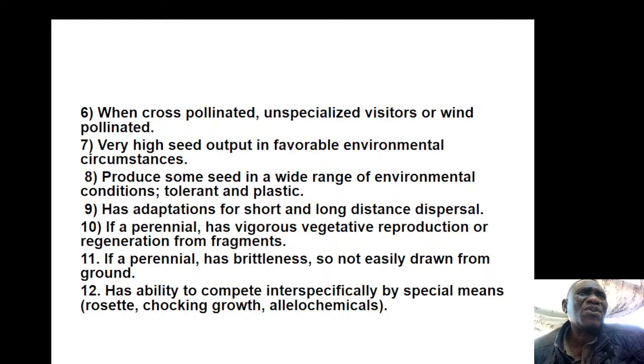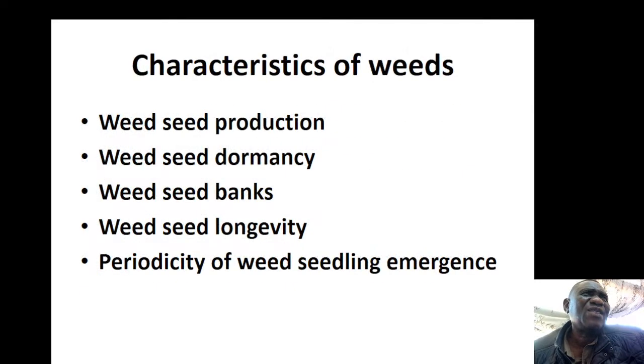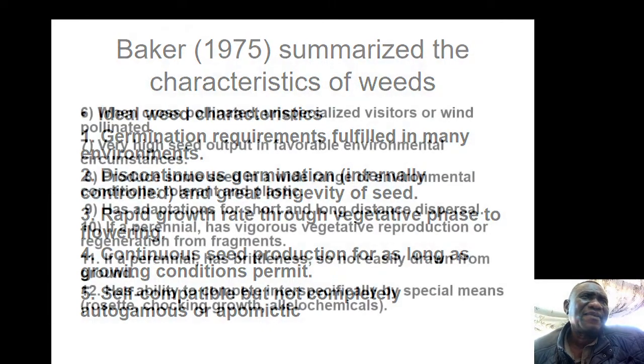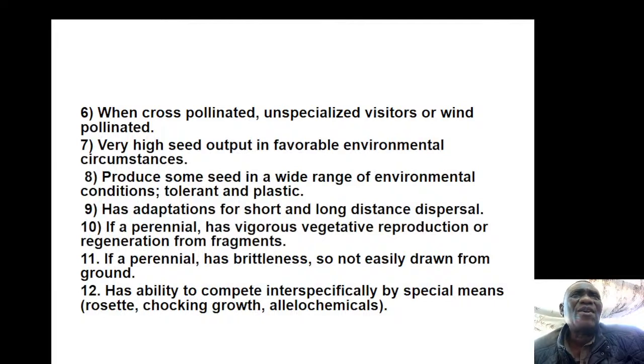So these 12 traits were proposed by Becker in 1975. In the following slides, probably we will give details on some of these traits. Otherwise, this is just a summary of the characteristics of weeds.